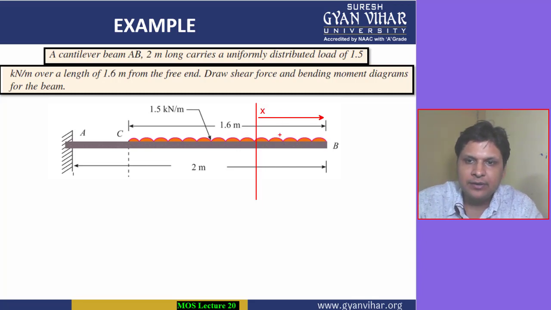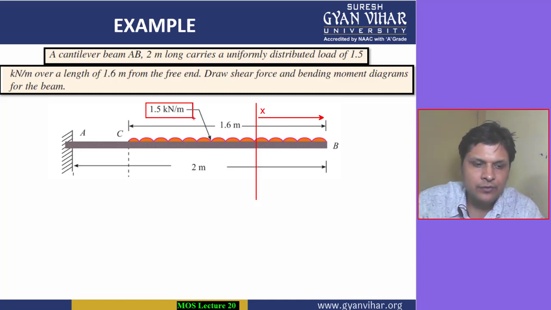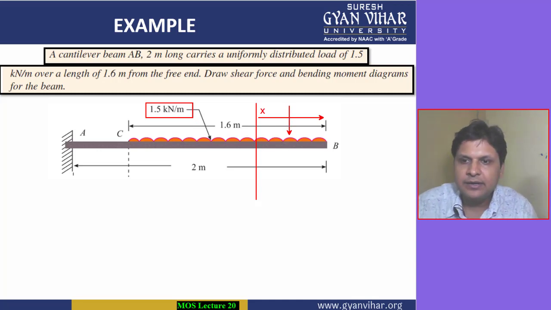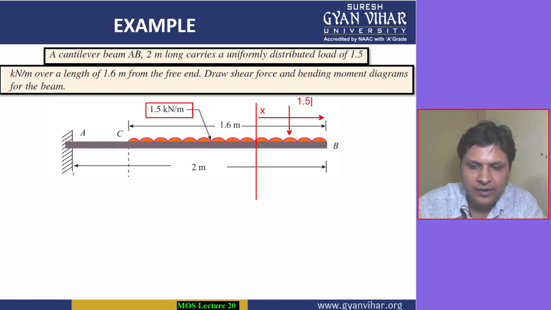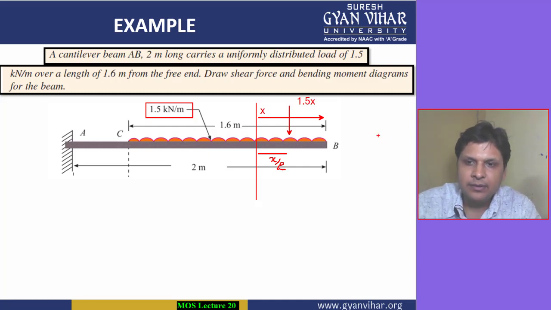And then what will be the conversion of this UDL into point load? Since the load value is 1.5 kilonewton per meter, the load which we are considering to be acting on the portion between this section plane and the point B will be equal to 1.5 into x. We already have seen. And this distance from here to here, how much is it? Since the center of gravity is at the midpoint of the section, it is x by 2 from one side. Now this is the equation.